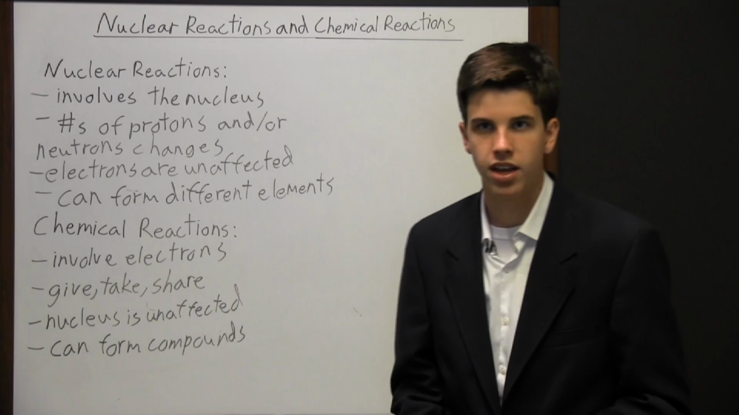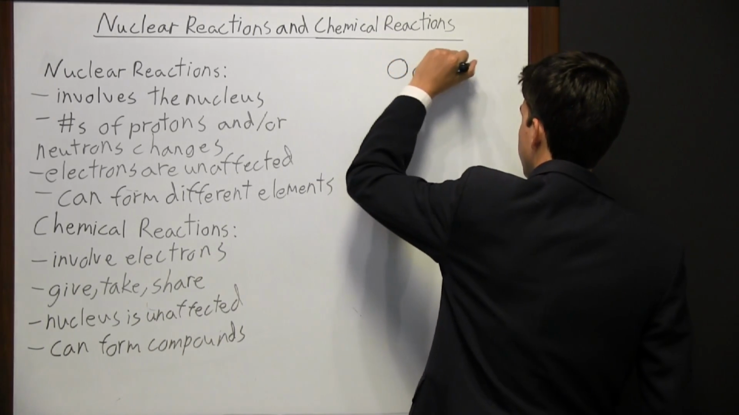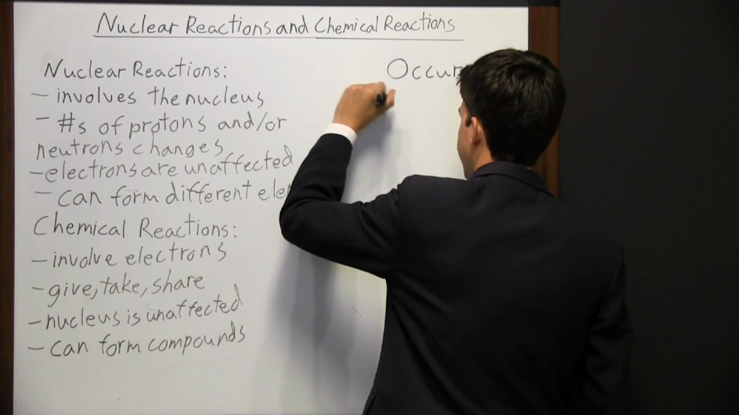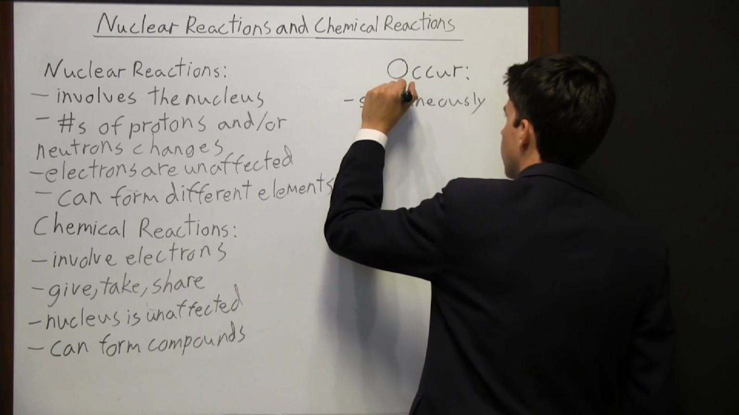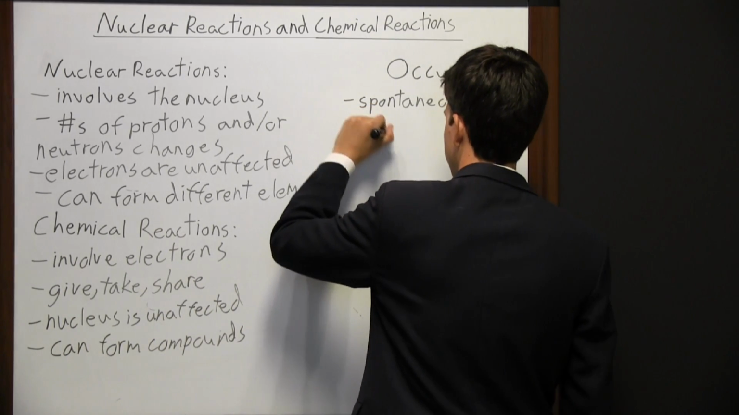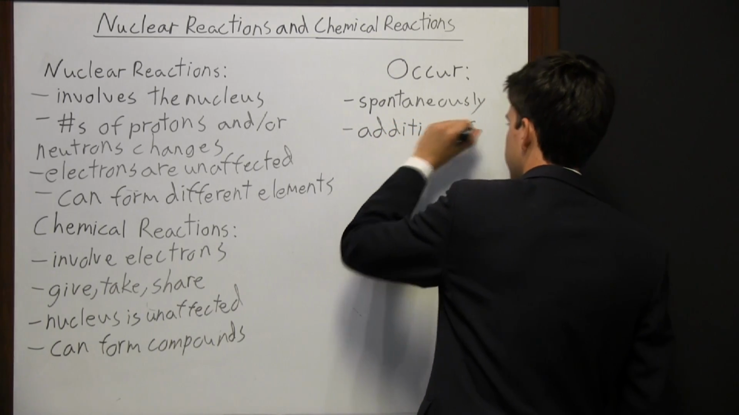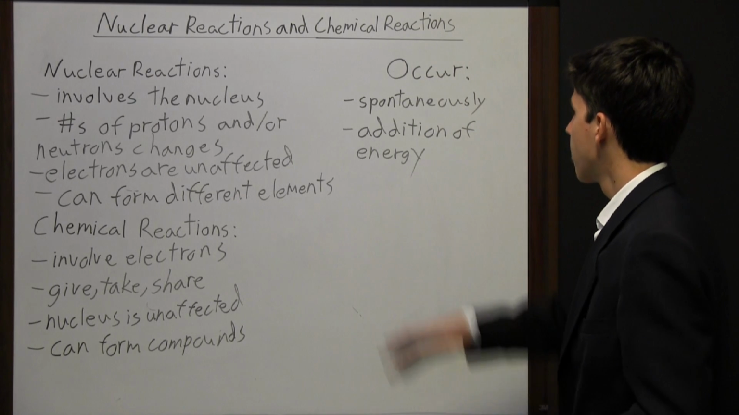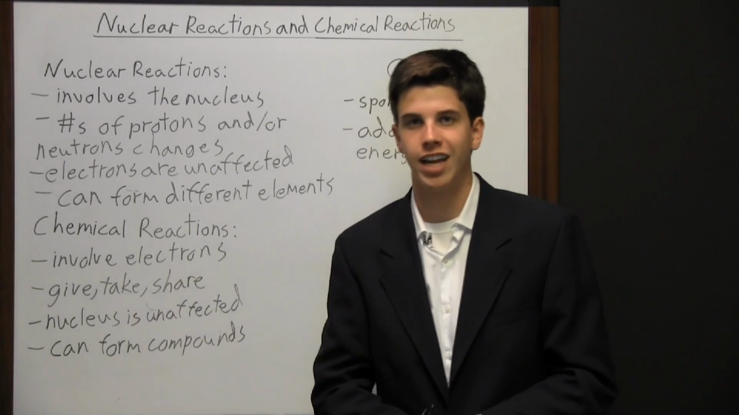Now, the main similarity is how they occur. Both nuclear reactions and chemical reactions can occur spontaneously or they can occur with the addition of energy. So as you can see, we have many differences here, but they both come about in the same way, either spontaneously or with the addition of energy.